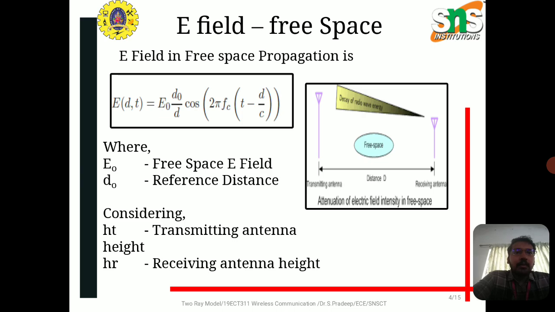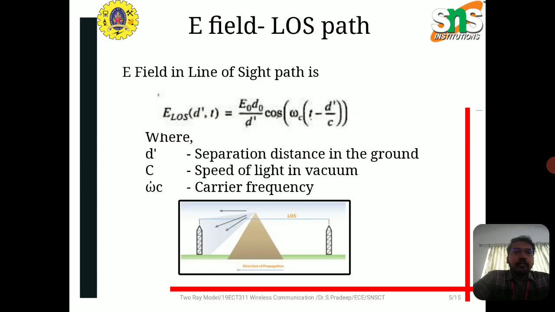The electric field in free space propagation is E(d,t) equal to E0 d0 by d cos of 2 pi fc of (t minus d by c), where E0 is the free space electric field and d0 is the reference distance. Considering that Ht is the transmitting antenna height and Hr is the receiving antenna height, the electric field in the line of sight path is E0 d0 by d' cos of omega c of (t minus d' by c), where d' is the separation distance on the ground, c is the speed of light in vacuum and omega c is the carrier frequency.